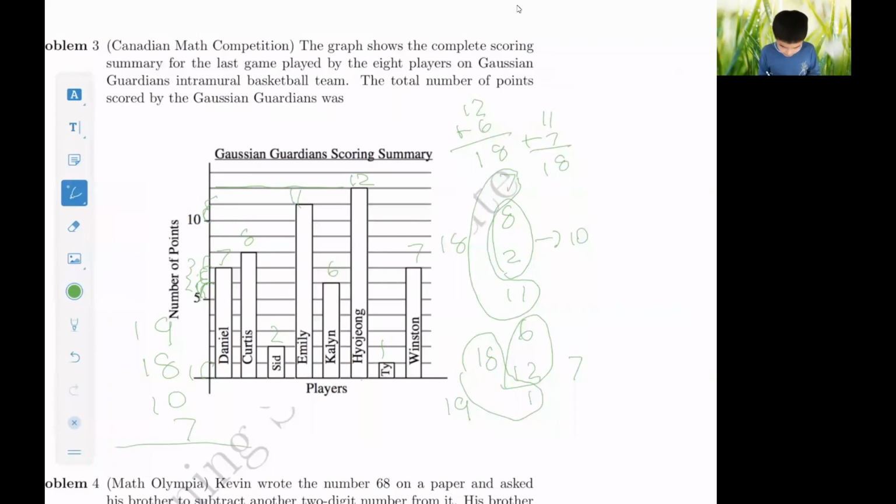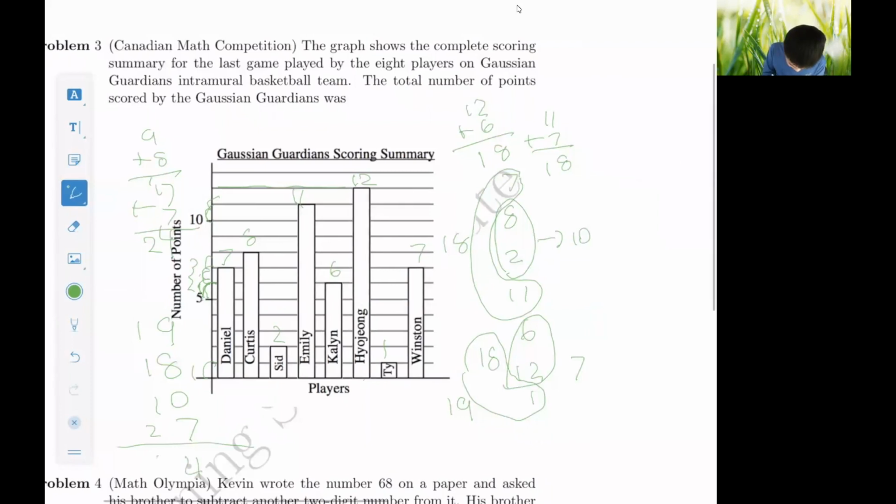9 plus 8 equals 17. And 17 plus 7. 7 plus 7 equals 14. 1 plus 1 equals 2. So this would be 4. And then we move over to 1 plus 1 plus 1 plus 2 equals 5. So this would be 54 points.